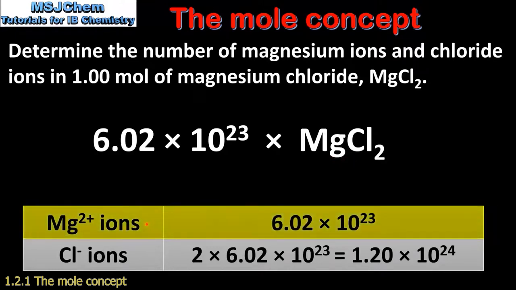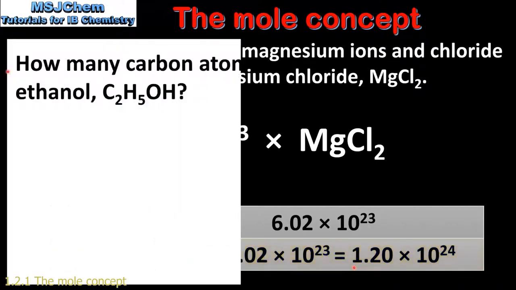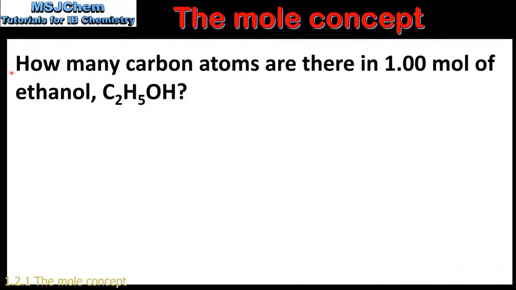So for the number of magnesium ions, we have 6.02 times 10 to the 23. And for the number of chloride ions, we have 2 times the Avogadro constant, which gives us 1.20 times 10 to the 24 chloride ions. So we'll end the video by going back to the questions we looked at the start of the video.